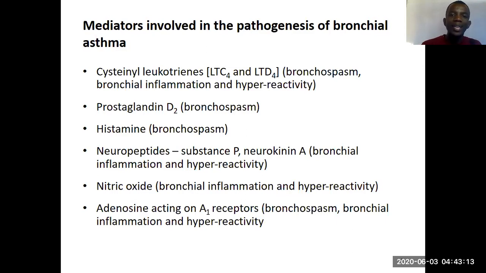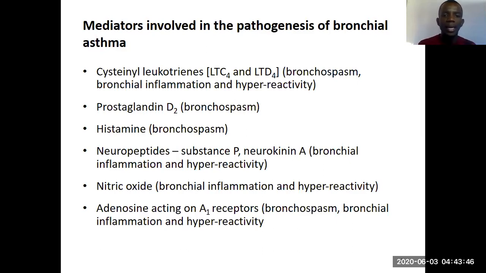Okay. Now, what are the mediators involved in the pathogenesis of bronchial asthma? It is important for us to learn about these mediators, because as we are looking at the different classes of drugs, we'll be looking at how they work on these different mediators. Okay, so we have the cysteinyl leukotrienes, LTC4 and LTD4, causing bronchospasms, bronchoinflammation, and hyperreactivity. So these mediators are the ones that are responsible for these processes that will be taking place.